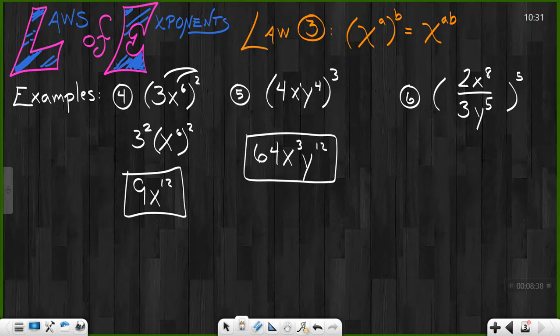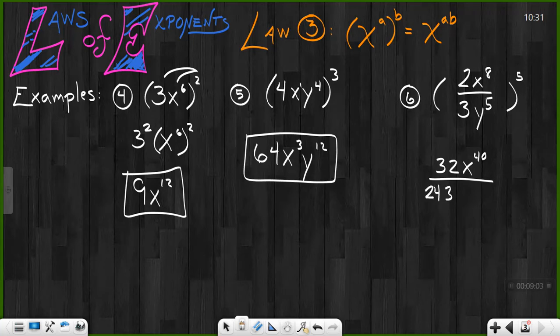What if I've got a fraction? Well, if I've got a fraction, I still do everything to the fraction just as I would if it weren't a fraction. In this case here, start with my 2. 2 to the 5th is 32. And then x to the 8th to the 5th, 8 times 5 is 40. Over on the bottom, 3 to the 5th. If you go ahead and plug that into your calculator, you get 243.